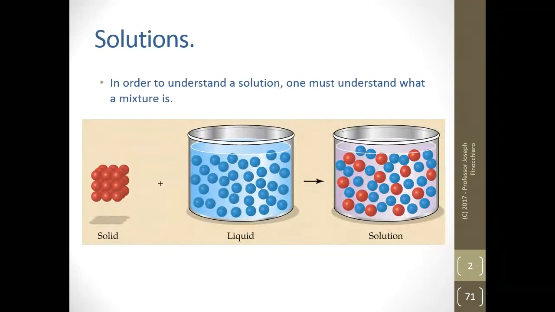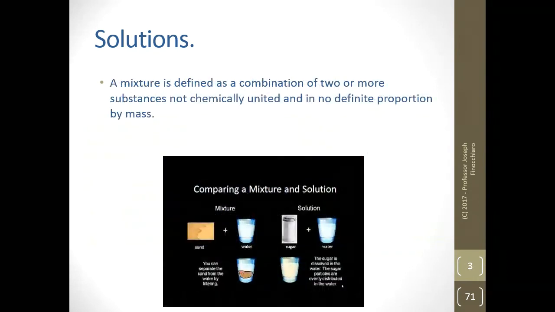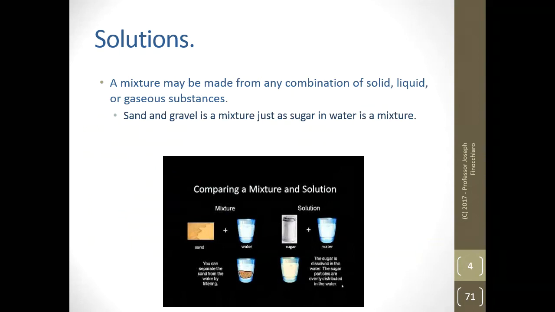In order to understand a solution, you have to know what a mixture is. So mixture, we've seen this term in other chapters previous to this: a combination of two or more substances not chemically united in no definite proportion by mass. A mixture may be made from any combination of solid, liquid, or gaseous substances. So sand and gravel is a mixture, just as sugar and water is a mixture. Eating sand and gravel is probably not nearly as much fun as eating sugar and water.